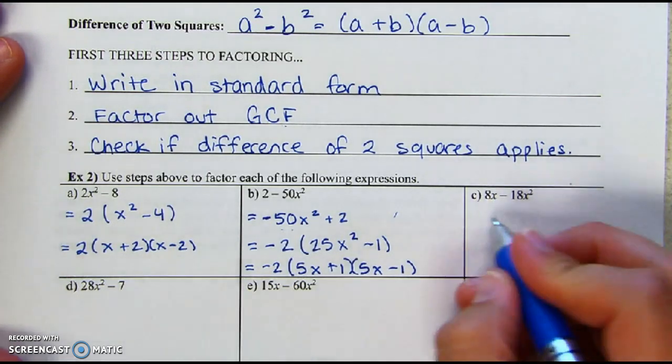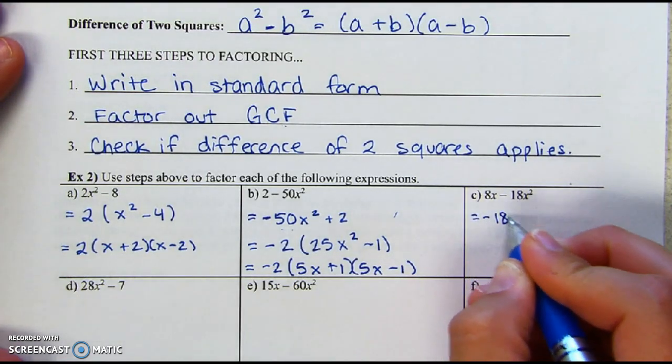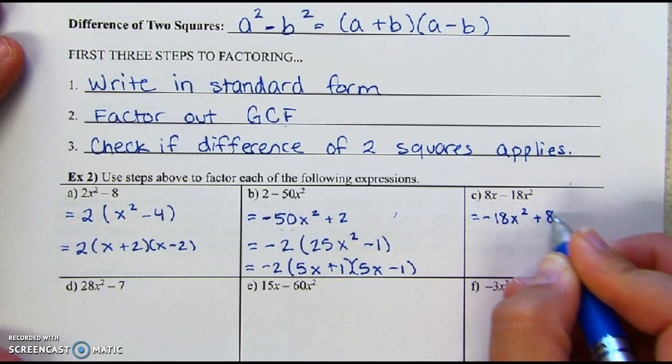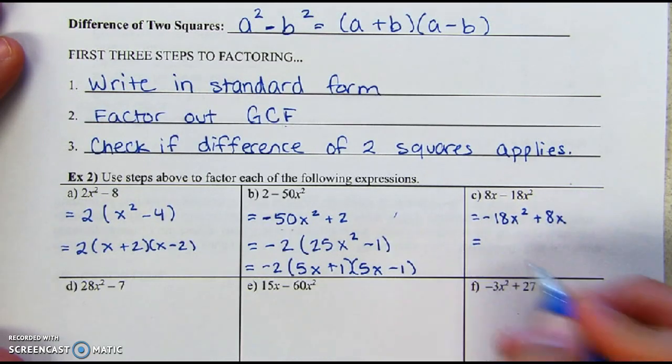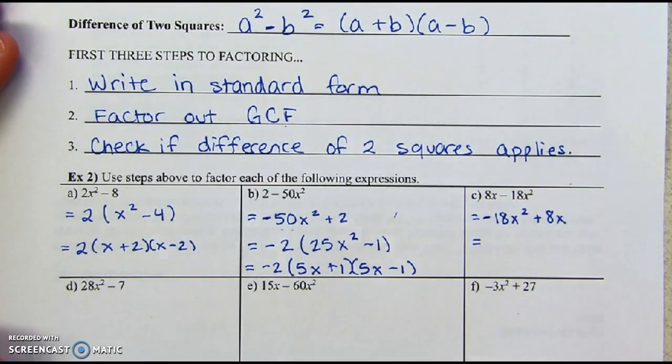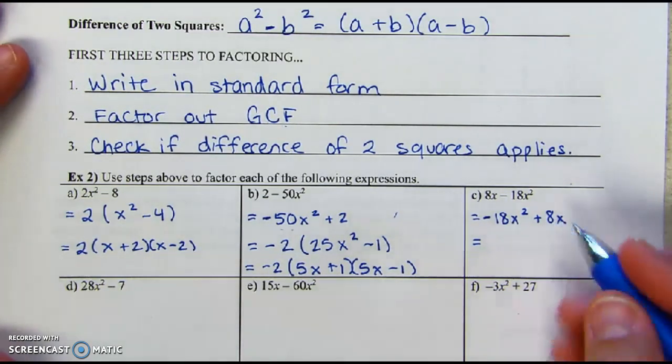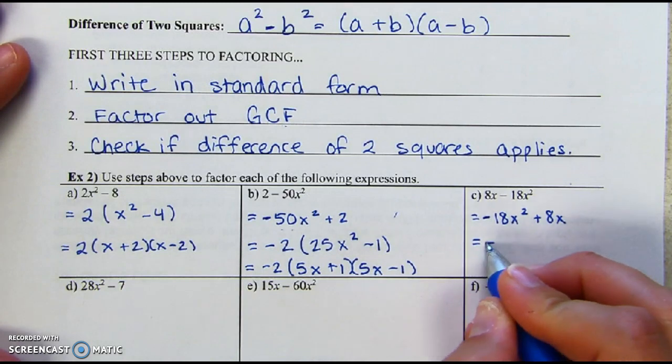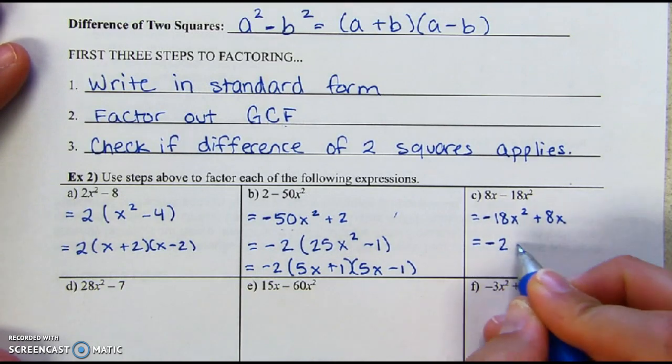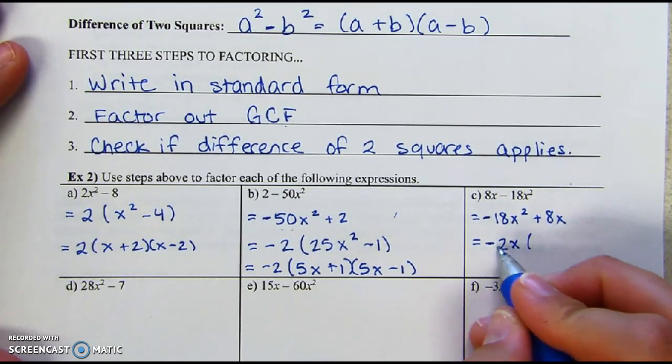Is this in standard form? Nope. Rewrite in standard form. Common factor? What's the common factor? Greatest common factor, 8 and 18. Let me think. 2? Is it just 2? 4 does not, and 8's not. So 2. And is there an x in both of them? Yes. So we're going to factor out negative 2x.